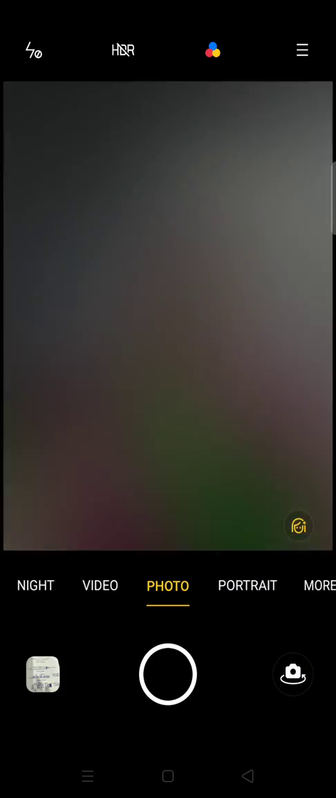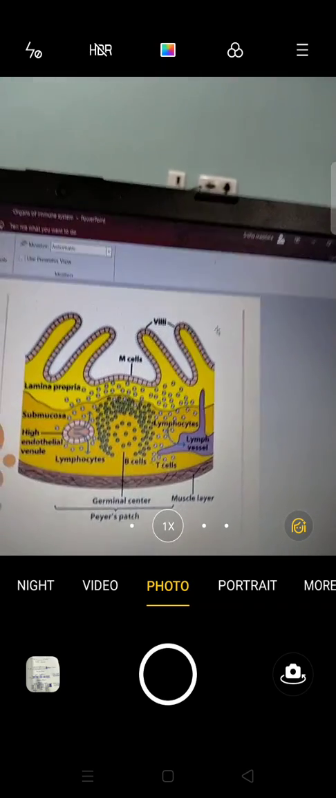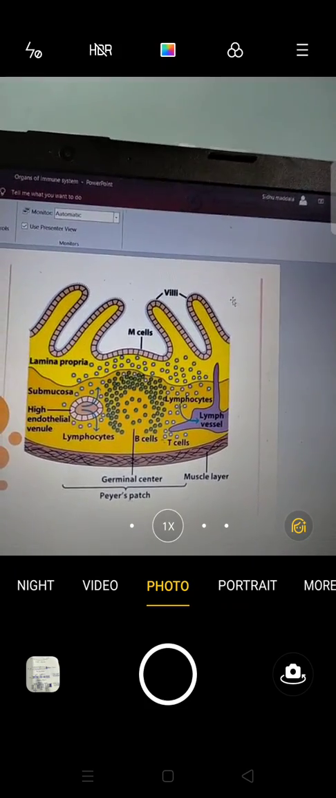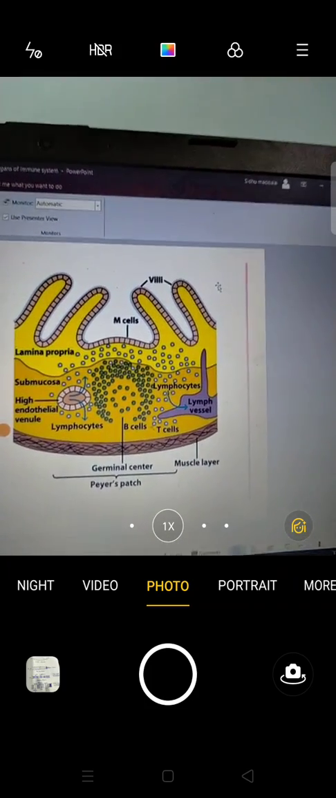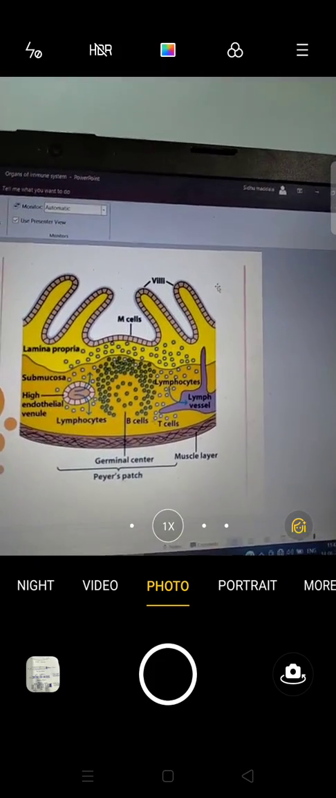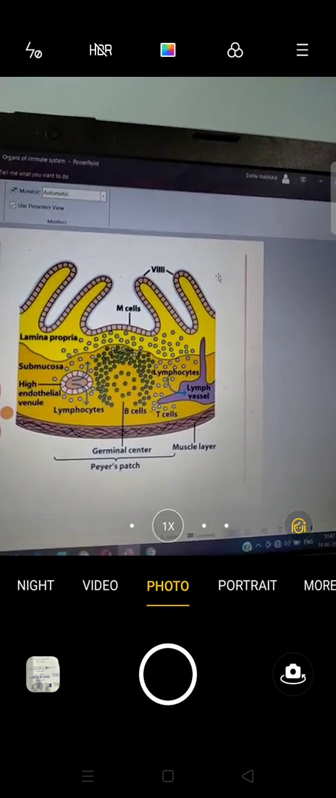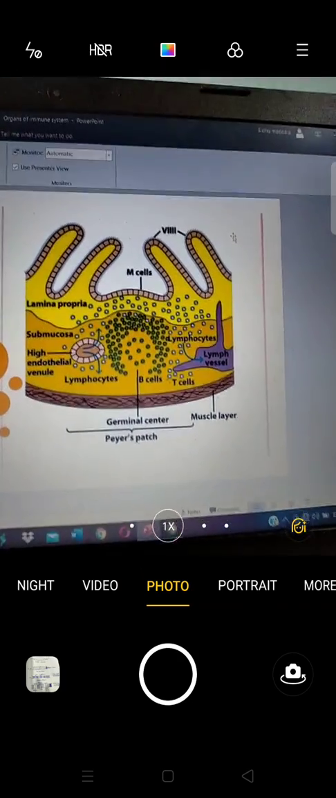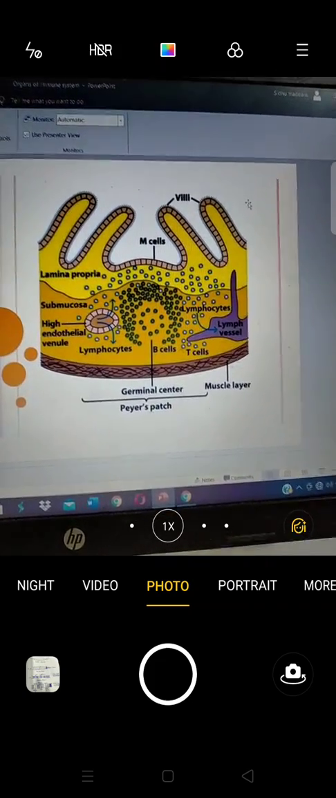Now we'll know the Peyer's patches. Peyer's patches are secondary lymphoid organs or tissues. They are MALT. MALT means mucosa associated lymphoid tissue. They are collection of lymphoid nodules packed together to form oblong elevations of the mucous membrane of the small intestine. They consist of a mixture of T and B lymphocytes where the T cells predominate.